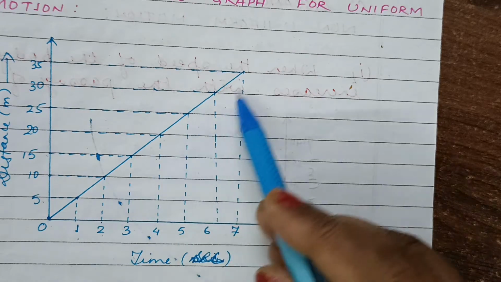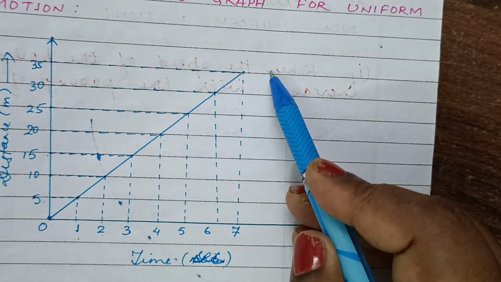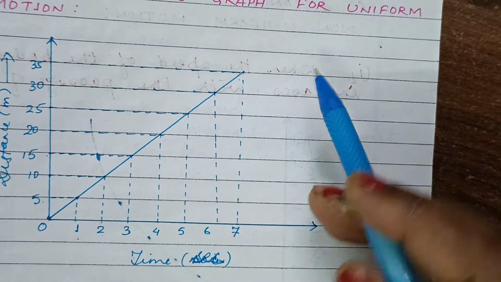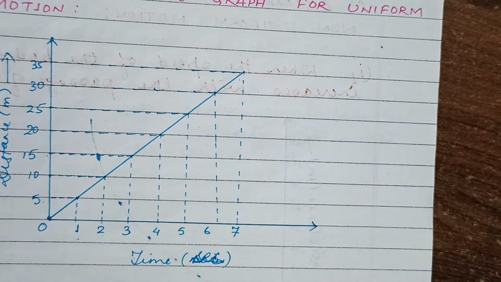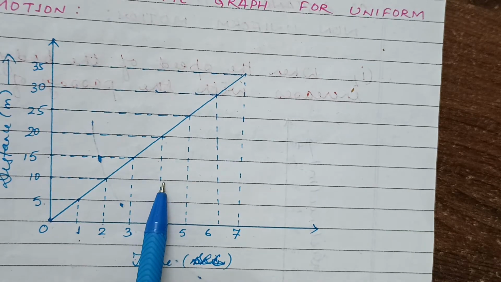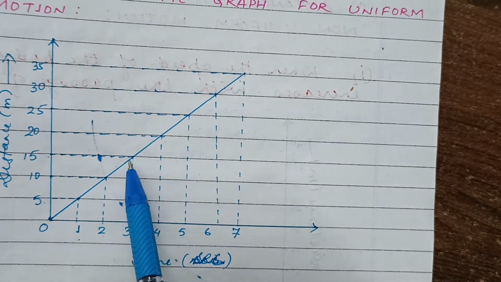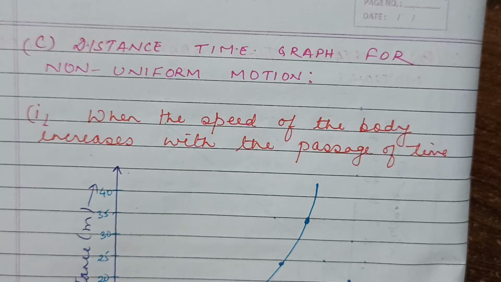So the distance is uniformly increasing with the regular interval of time. In such a case, the type of graph which you will get is a straight line, as shown in this figure. And the distance time graph for uniform motion is used to determine the speed of an object. You know that speed is equal to distance by time. So this graph is used to determine the speed of an object.